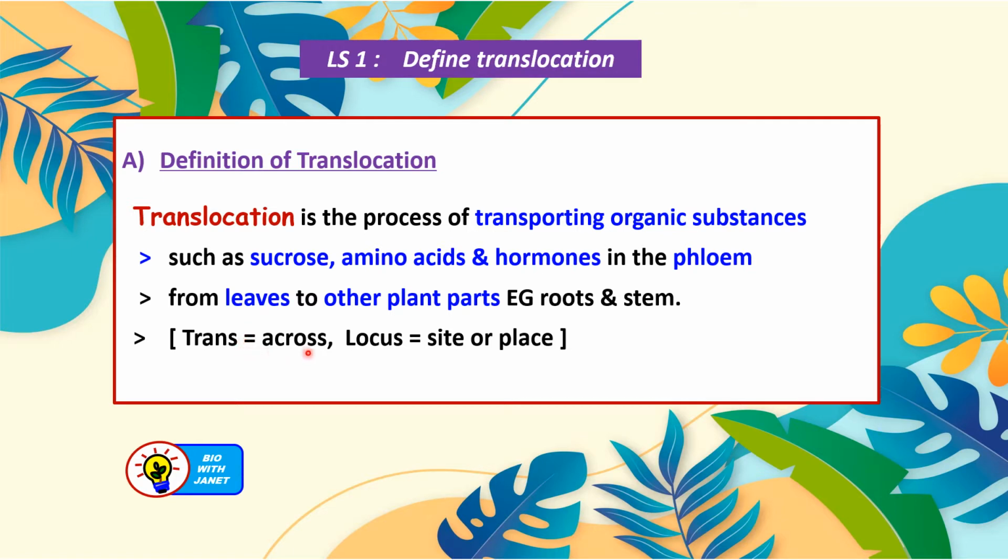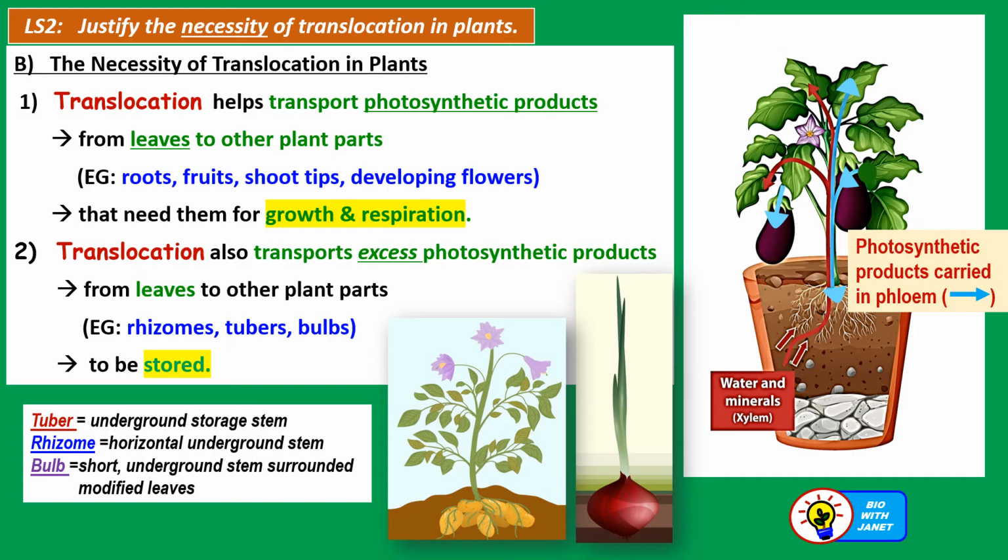So the word trans means to cross and locus means the site or place. That means to transport substances across from one place to another. That's translocation. And in this case, it involves organic substances that are transferred, including organic food substances like sucrose and amino acids, and also hormones. And then the tissue that transports these substances is the phloem, from leaves to other plant parts.